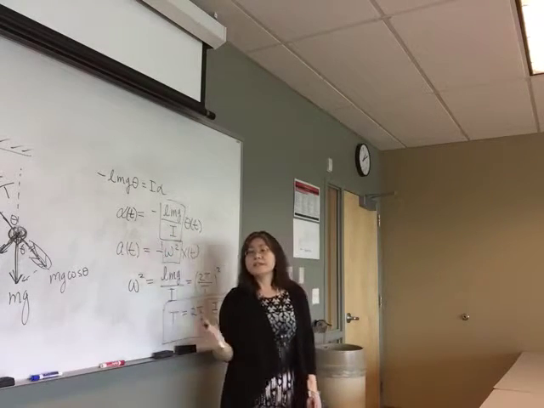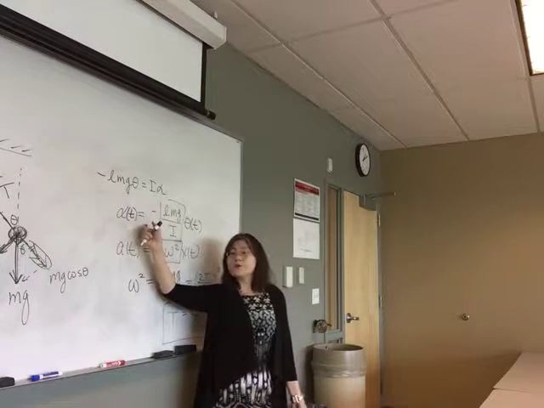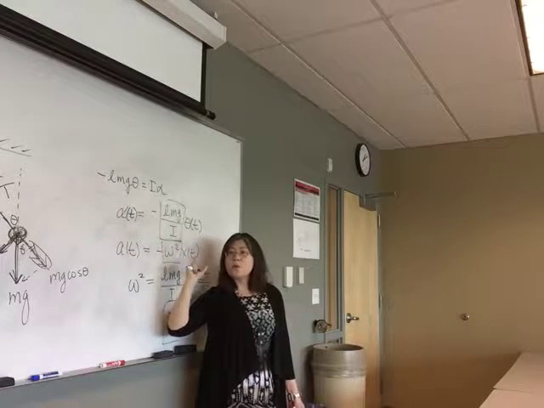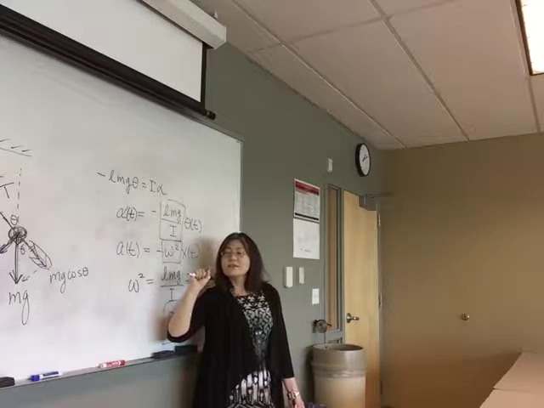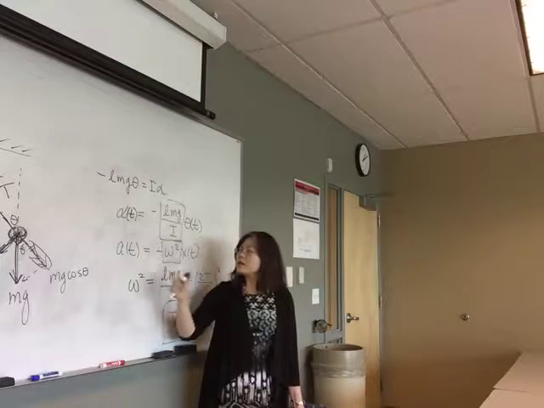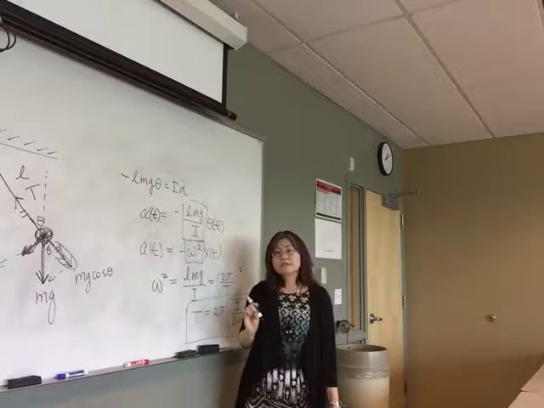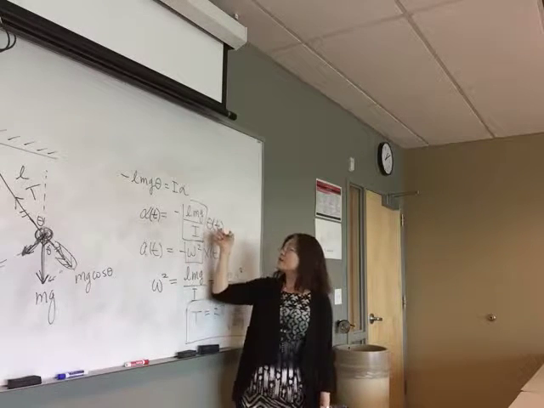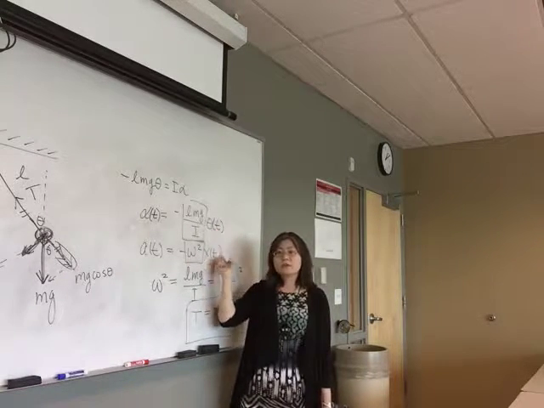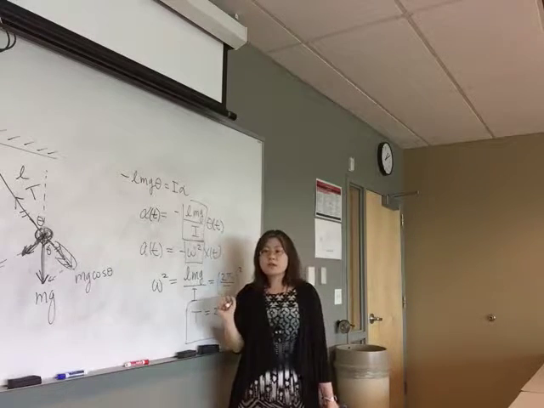Because I'm utilizing the fact that this is for angular and this is for linear, so there's a one-on-one correspondence. I'm not forgetting about x. I'm just going to say that I identify this as equal to this, because this and this are equivalent. One is for rotation, one is for linear motion.